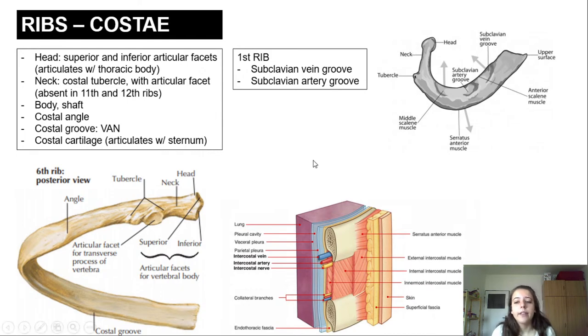And then something important about the first rib: we're gonna have the subclavian vein groove and the subclavian artery groove. Groove or sulcus, it's important to know this because when you have to study the course of the vessels, you're gonna have to say so. It passes through the subclavian vein groove on the first rib. So for orientation, it is helpful. So you have here the vein and the artery grooves.